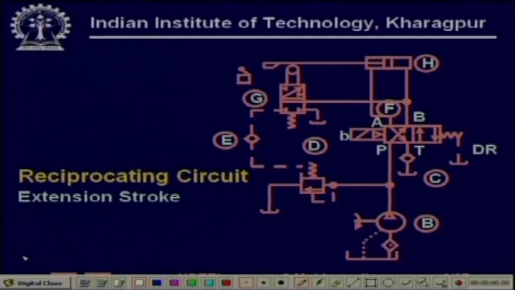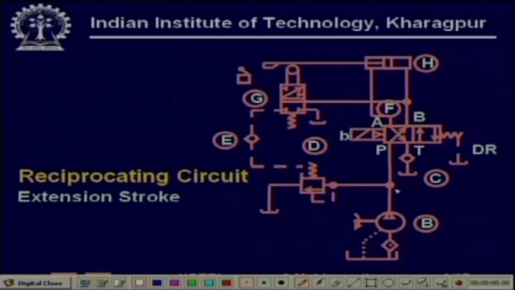What is happening here? Very simple, again always start from the pump. Here is the pump, the filter, this is the drain line, and this is the relief valve, which is typically used for overload protection of the pump.